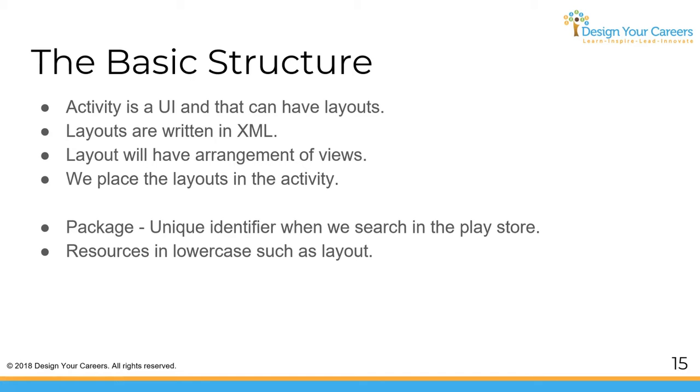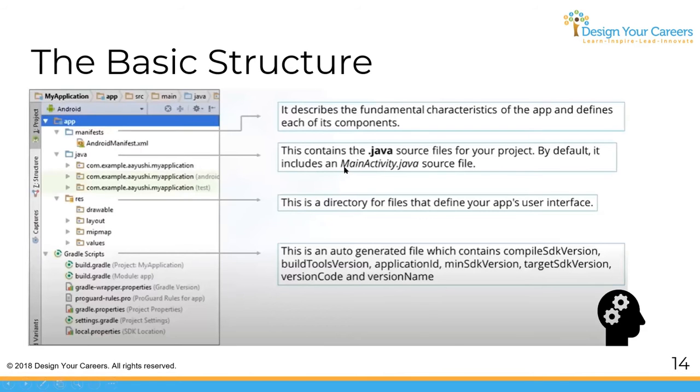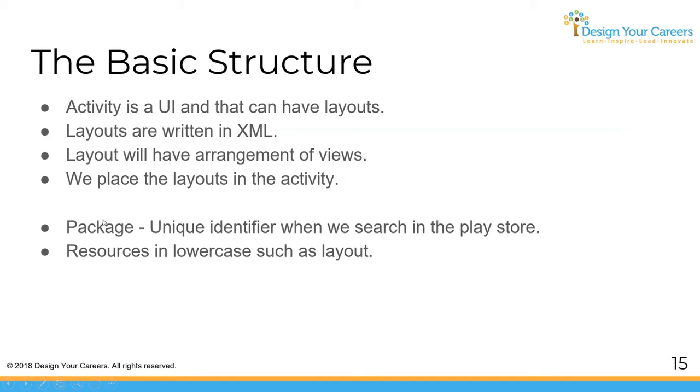and whatever layout is there would be placed inside the activity. Then we have the package. The package, as you said, com.example.demo, is a unique identifier. So when we search in the Play Store, this would be a unique identifier. Then you have the resources in lowercase, such as layout. As you can see here, .java would have MainActivity with a capital M, but anything inside resources would have everything in lowercase.